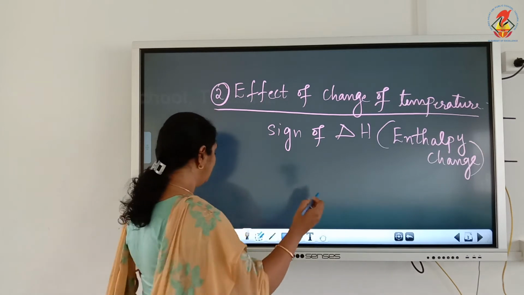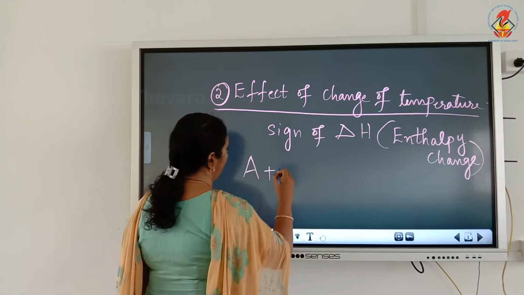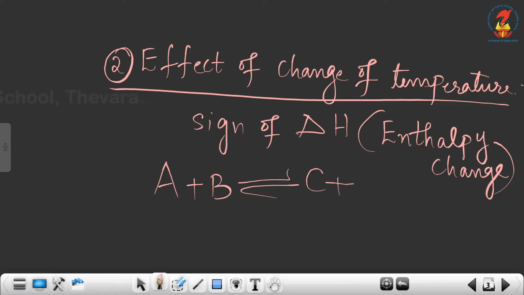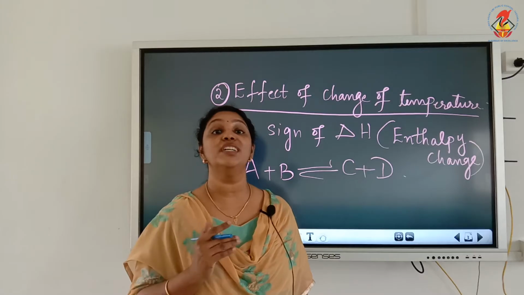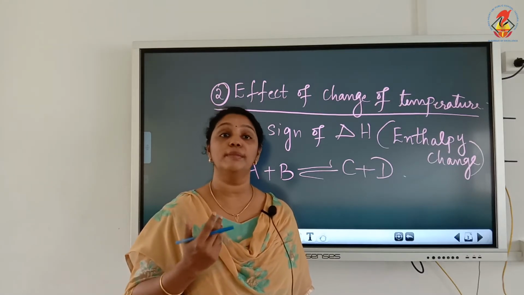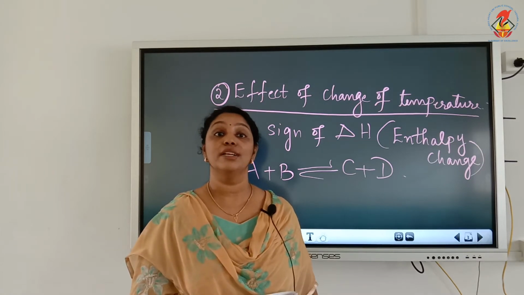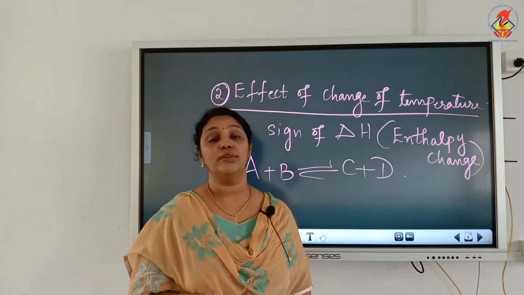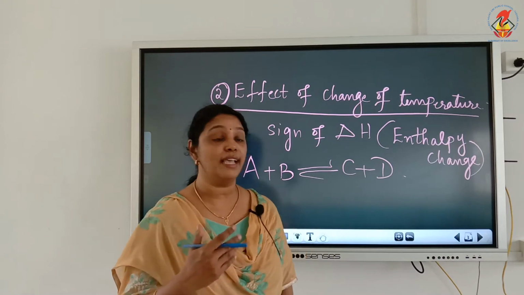Now, when we consider an equilibrium reaction A plus B in equilibrium with C plus D, we know that there is a forward reaction and a backward reaction. If the forward reaction is exothermic, then the backward reaction will be endothermic. And we know exothermic reaction means heat is released and endothermic reaction means heat is absorbed.